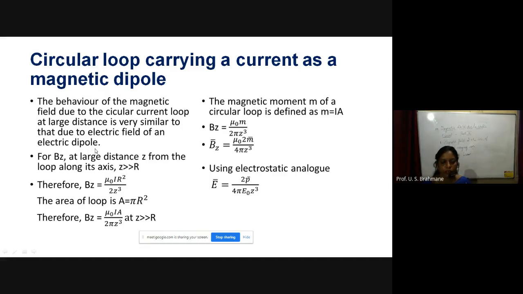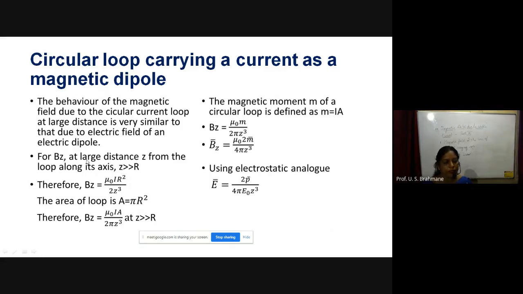So here we can see that it is at a large distance. Z is very much greater than R, that is, at a very far distance. Z is so large that R is very small compared to Z, so it can be neglected.